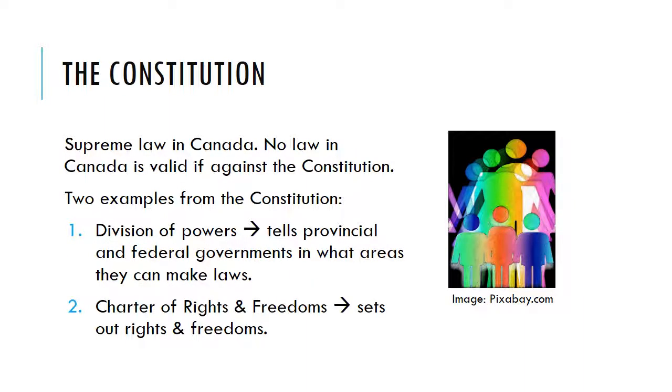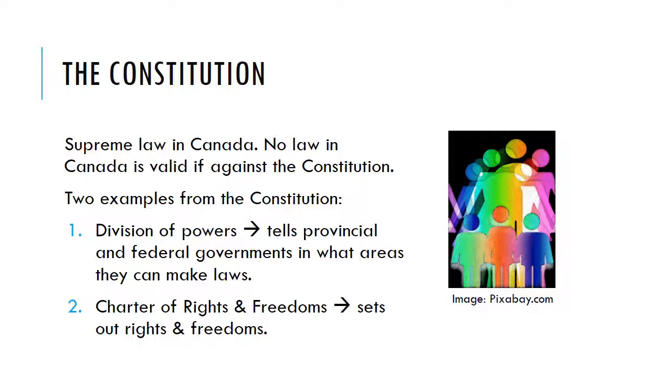The Canadian Constitution is supreme law in Canada. That means that no law in Canada is valid if it goes against the provisions of the Constitution. Two examples from the Constitution are the Division of Powers and the Charter of Rights and Freedoms. The Division of Powers provisions list in which areas provinces and the federal government may make laws.